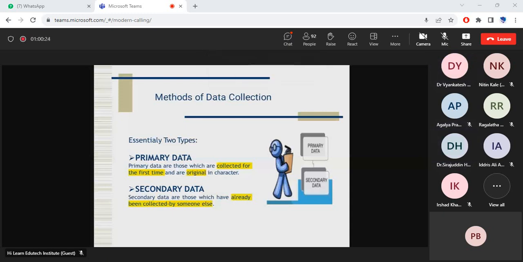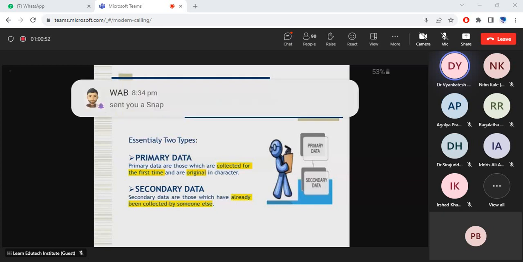Okay. So methods of data collection are essentially of two types, primary as well as secondary. Primary data is collected for the first time and is original in character, and secondary data is data which has already been collected by someone else. That is what the name says: the data was initially generated by someone else and is utilized by a secondary person for their research or literature review.